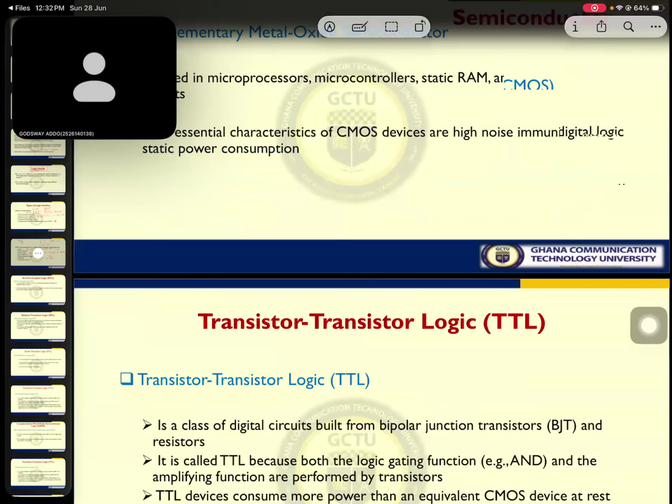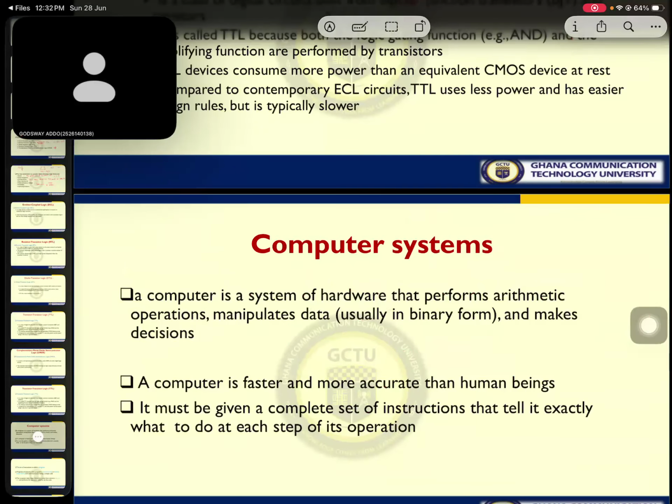So, sir, can the speed affect the operating frequency? Yeah, speed. That is what I explained using the propagation delay. The speed can definitely affect the operating frequency. Let me take it this way: the speed means how quickly a circuit can change its output after the input has responded.